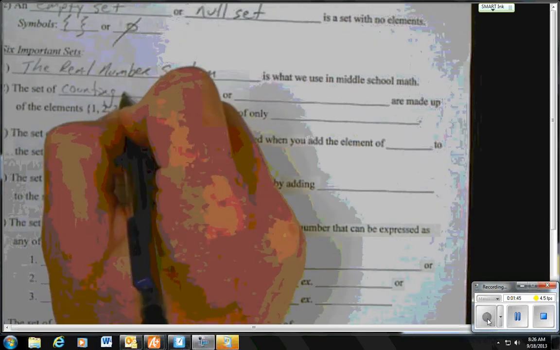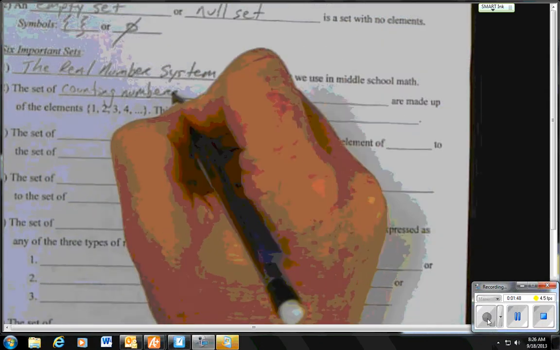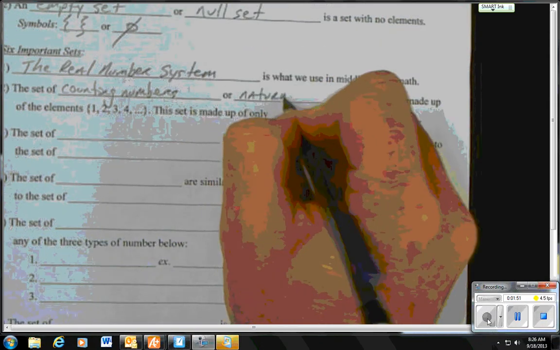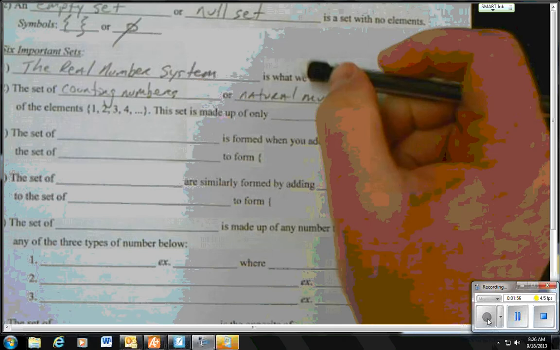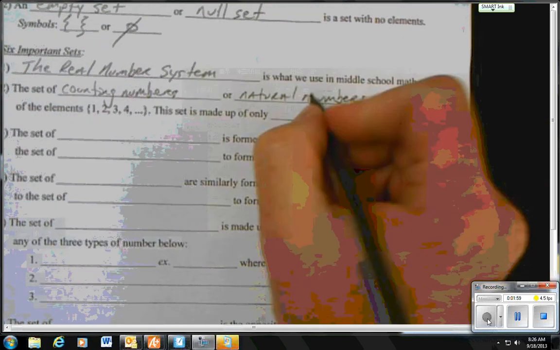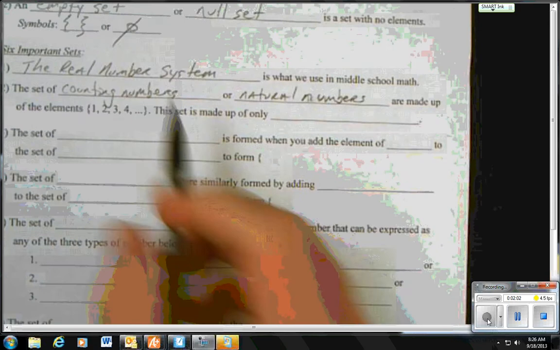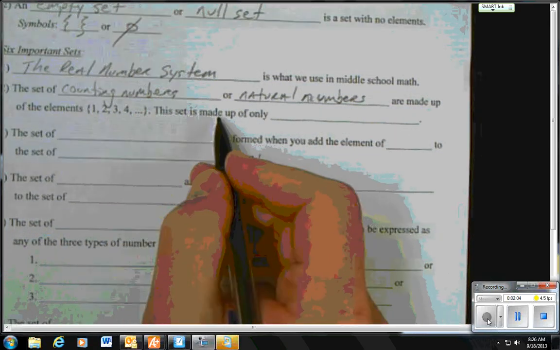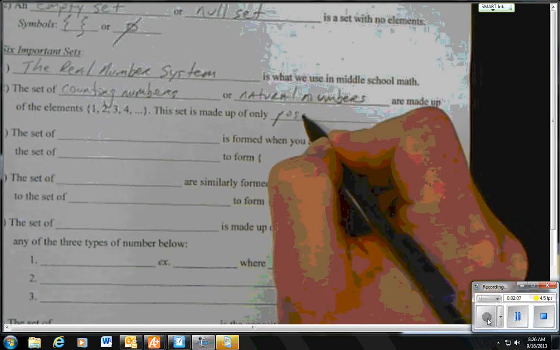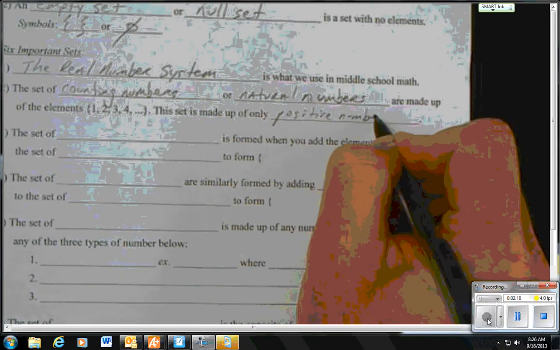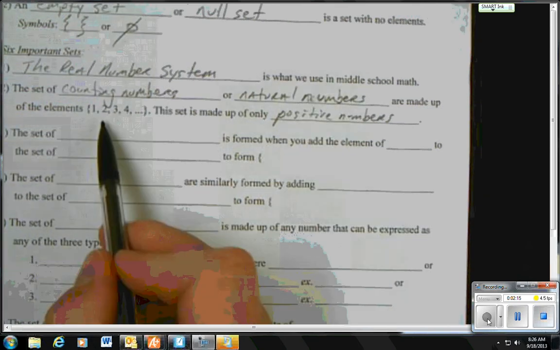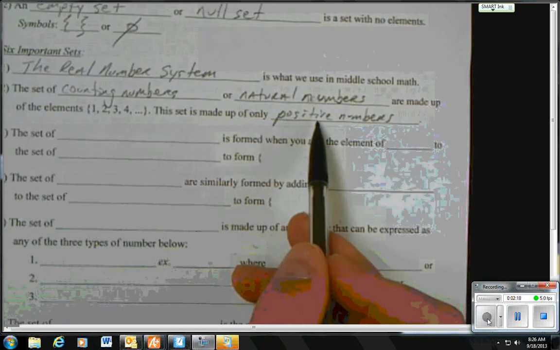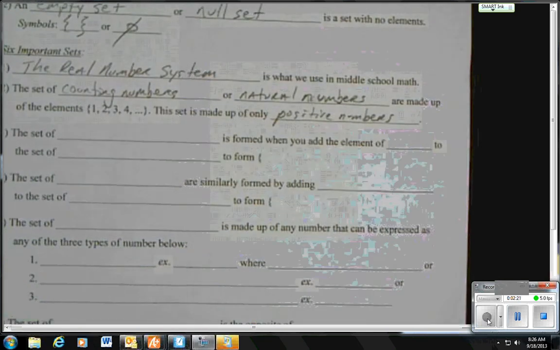The set of counting numbers or natural numbers are made up of the elements 1, 2, 3, 4. This set is made up only of positive numbers. So counting numbers or natural numbers are numbers like 1, 2, 3, 4. So they are only positive. No decimals, no fractions, no negatives.